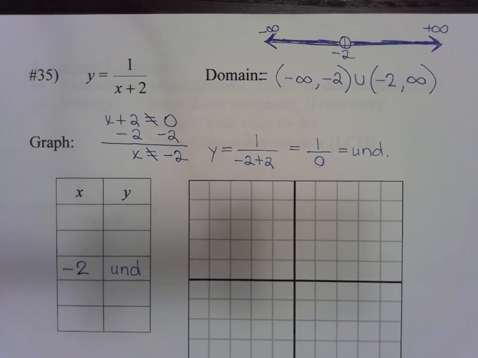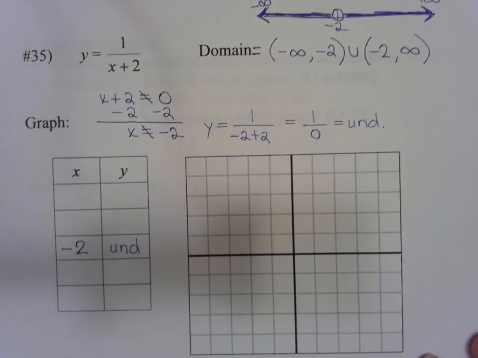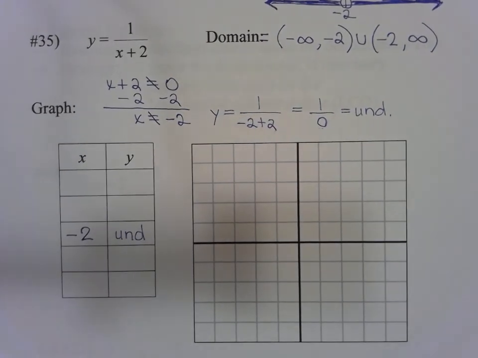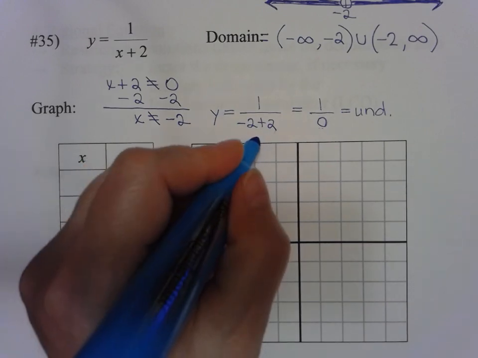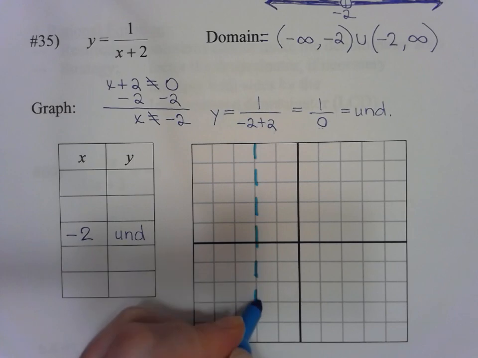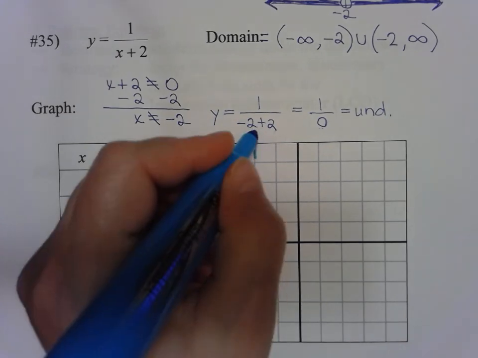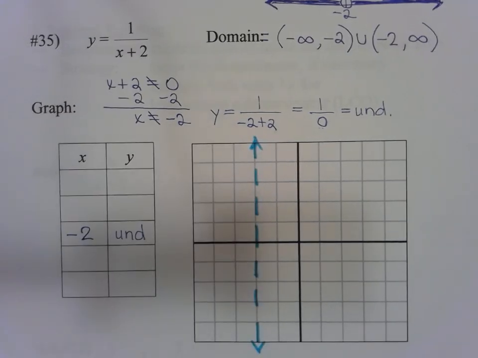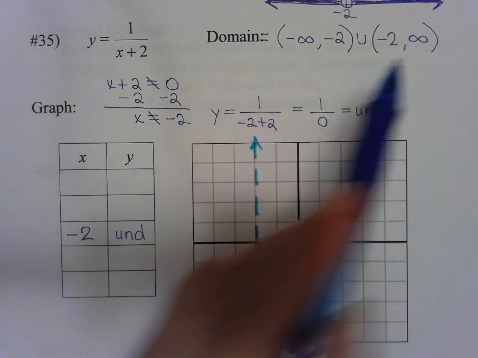Okay, so that's where our vertical asymptote is going to be, that dotted line that's going to break up the graph. It's going to be right here at -2. And just like the last one, we're going to pick a couple points on either side so that we make sure we get the two pieces of the graph.